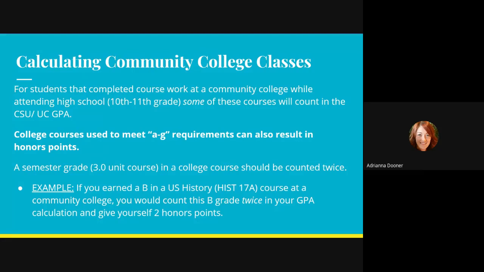So in the example I have listed there, let's say your student took US history, or it's called History 17A at Delta College, and they earned a B. We would post that B to their transcript. It would be worth 10 credits, and they could count that B twice, and they would also give themselves 2 honors points. This is where a student can really get over that 8-point maximum, because if they take quite a few community college courses, it's really quick to reach and exceed that 8-point maximum that the UC and CSU give you.